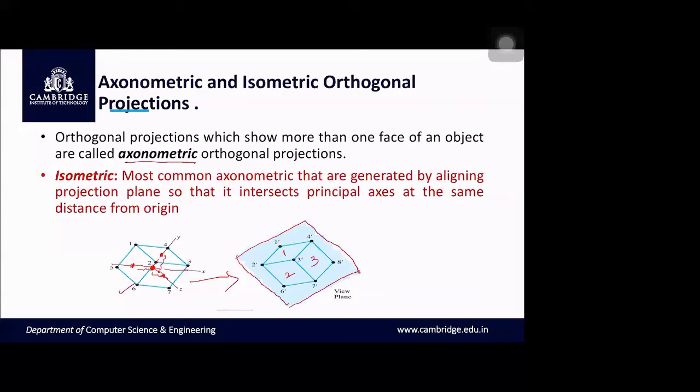Even though I can see more than one face, the distance from the origin to the view plane is the same for all of them. This is one plane, this is the second plane, this is the third plane, and the distance to those planes is the same. That is why we call it an isometric projection.